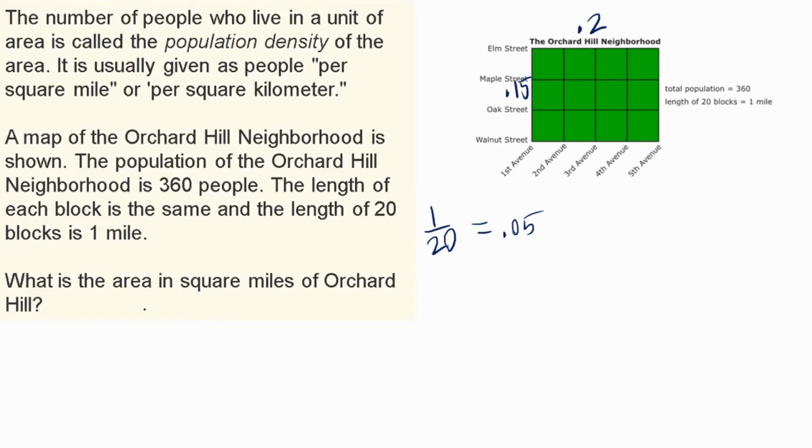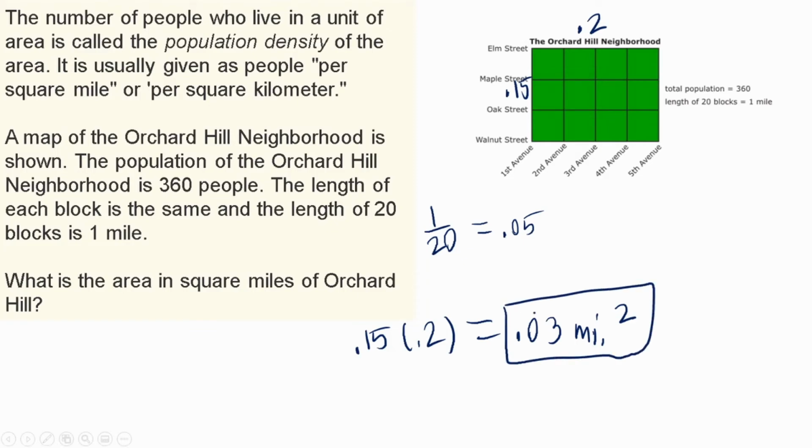So now it says, what is the area in square miles of Orchard Hill? All you have to do is multiply these two. 0.15 times 0.2. So this problem is supposed to be more complicated than we expect. Which is going to give me 0.03 miles squared.